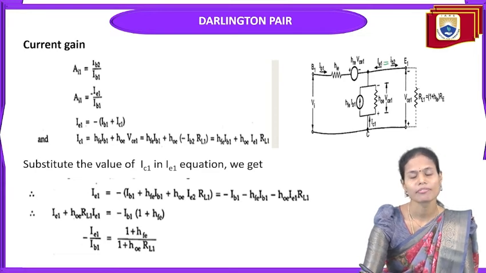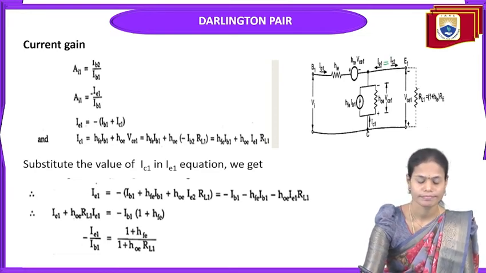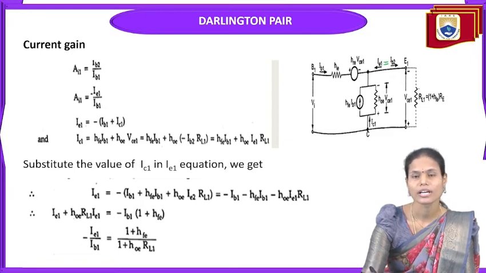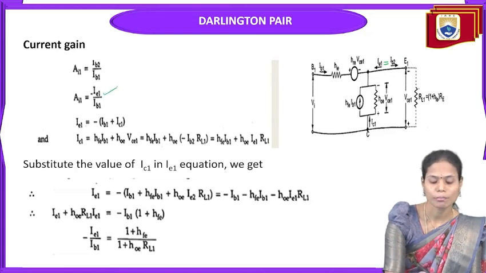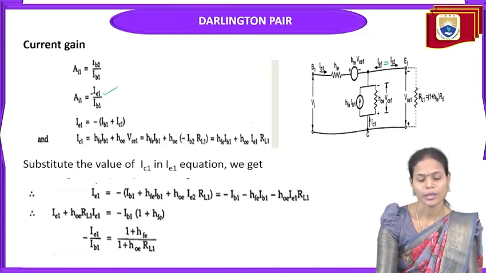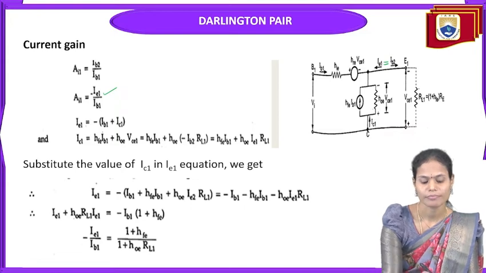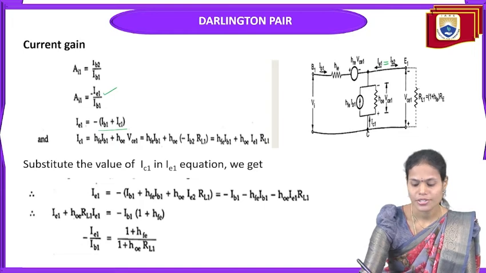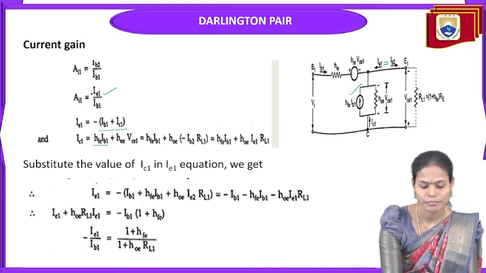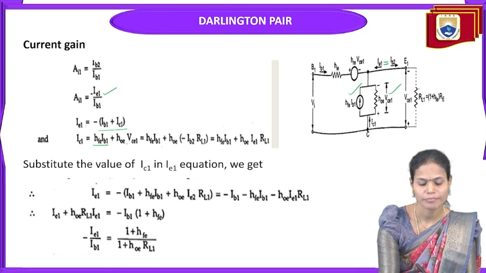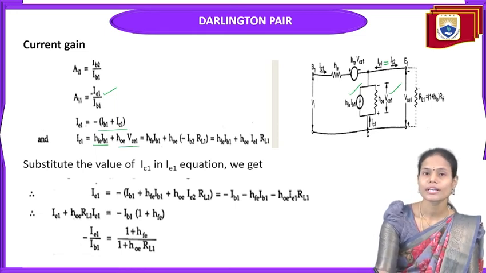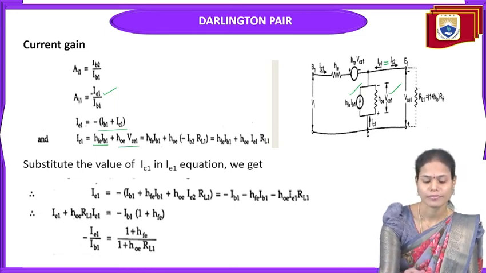We have equated, while designing the circuit itself, IE1 equal to IB2 here. So that's why AI1 equals minus IE1 divided by IB1. So what is our emitter current IE1? That is the sum of the base current IB1 plus IC1. So IC1 from the circuit here is HFE IB1 plus HOE VC1. So this is the total collector current in the first stage.